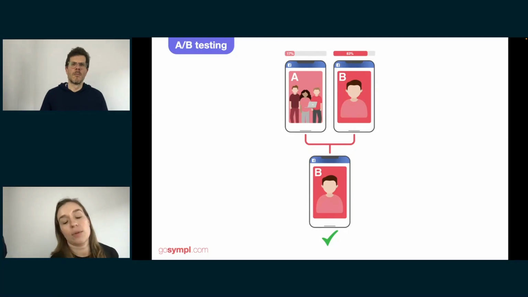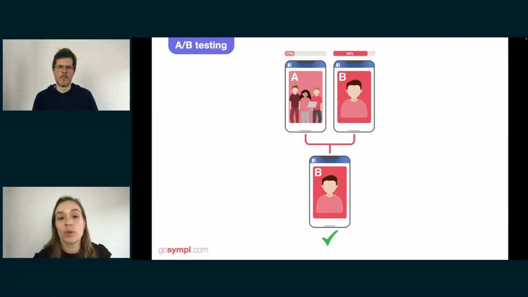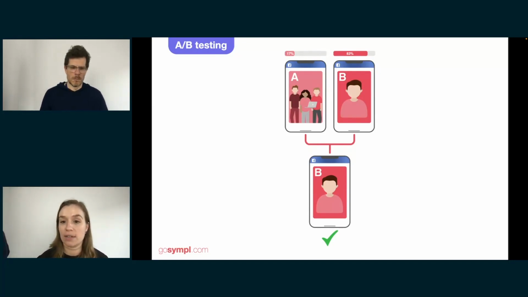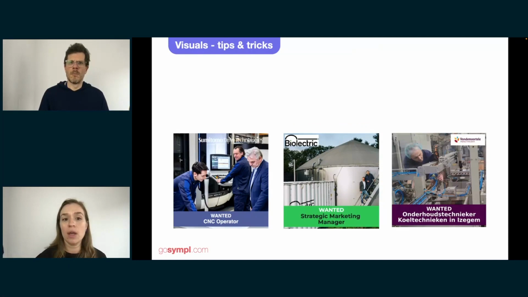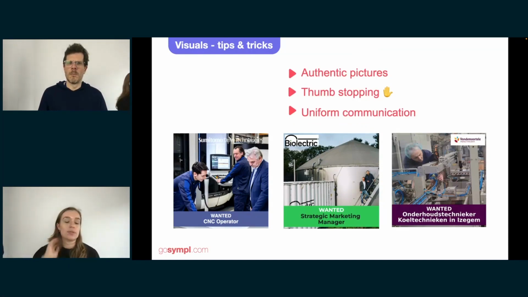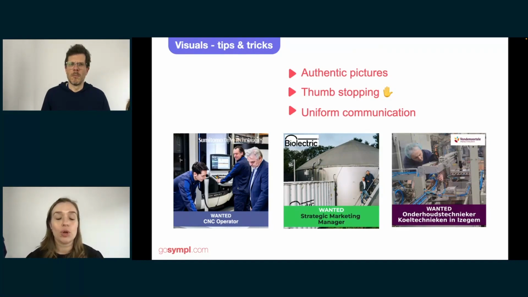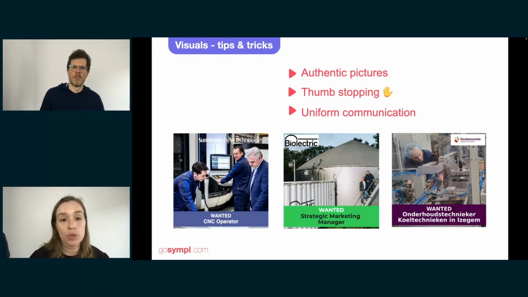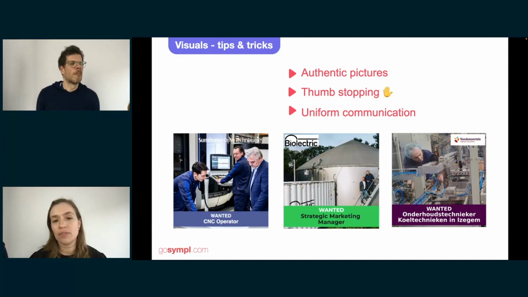We always do that with our clients, so we immediately know which advertisement is resonating within your target audience. Now, what visuals do you need to use? Well, first of all, use authentic pictures, and this is a really important one. People want to know where they are going to work, with who they are going to work. So use authentic pictures and don't search on the internet for stock images, because they won't work.